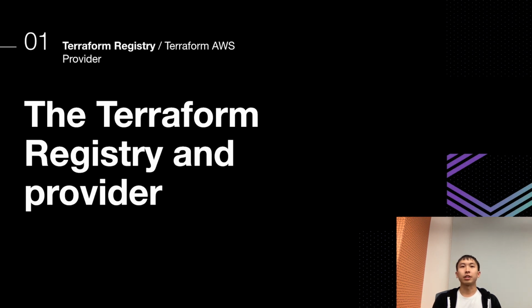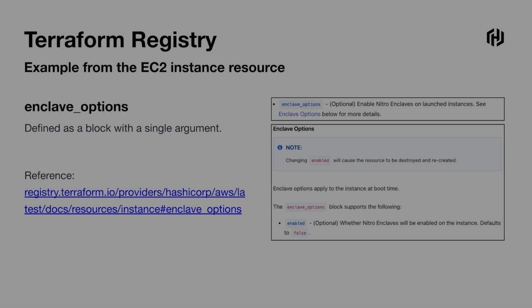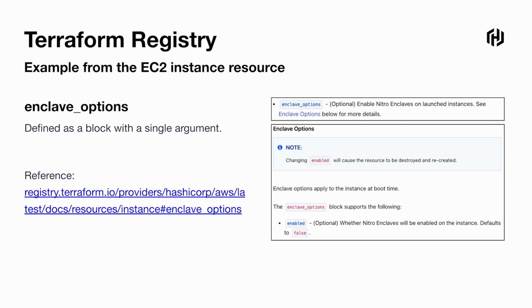So the first is the Terraform Registry and the provider. Over here, I've taken a screenshot of the EC2 instance resource from the Terraform Registry. We can see that it supports an argument called enclave options. And this is actually defined as a single block in Terraform that supports one argument. So on the right, you can see enclave options over here. And this is defined as a block below that supports the enabled argument that can be set to either true or false. And I've added a link to the registry over here as well.